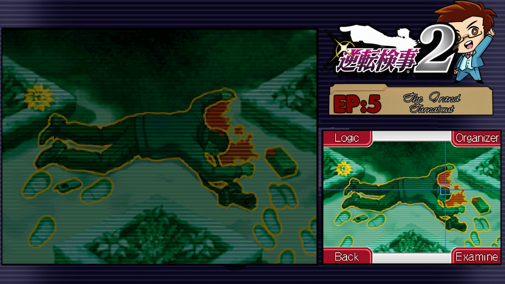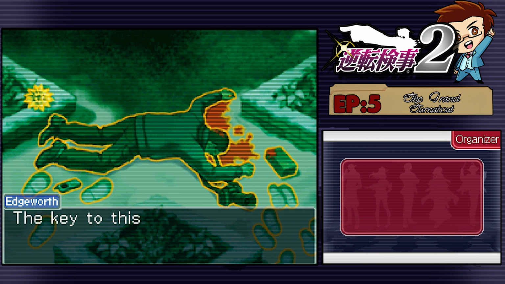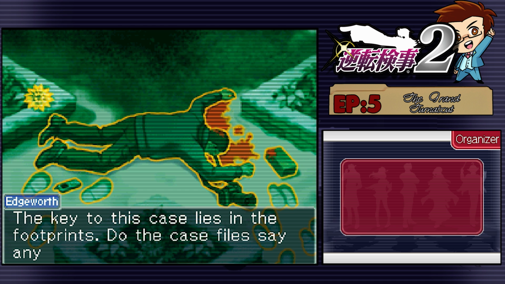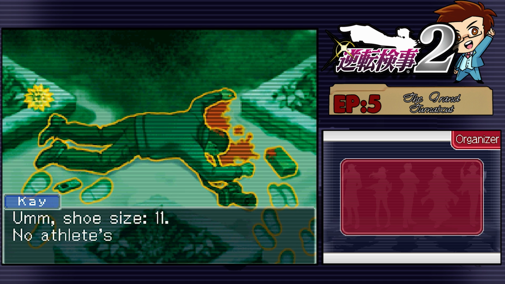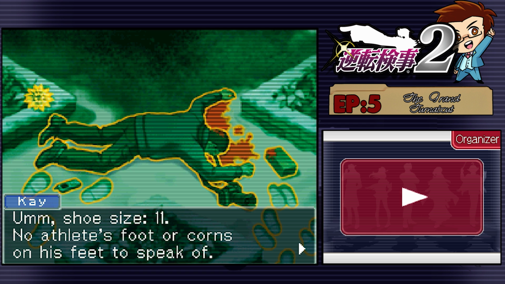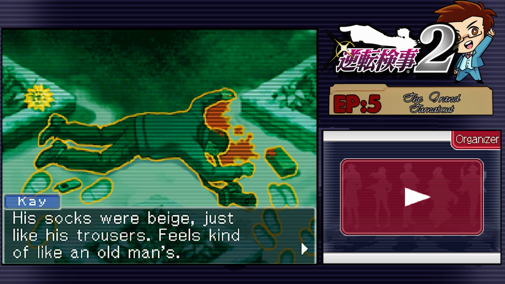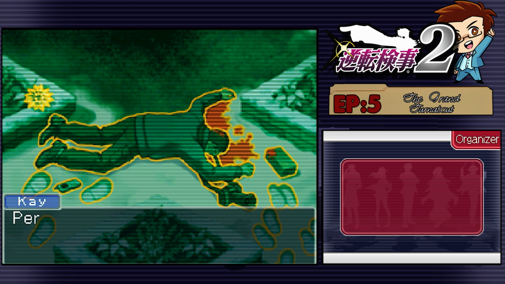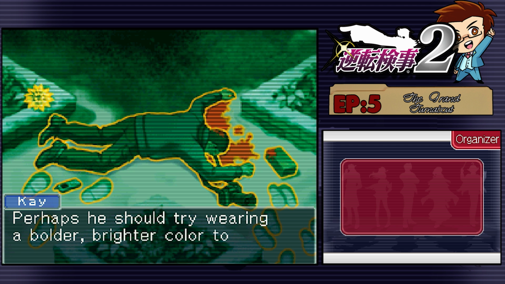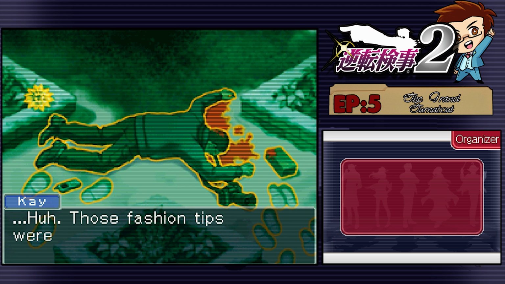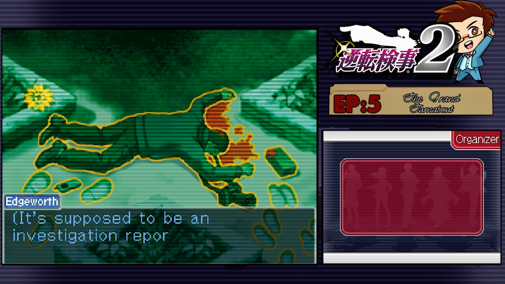What? The key to this case lies in the footprints. Do the case files say anything about his shoes? Shoe size 11. No athlete's foot or corns on his feet to speak of. That's good to know. That's very good to know. His socks were beige, just like his trousers. Feels kind of like an old man's. Perhaps he should try wearing a bolder, brighter color to better accent his feet. Those fashion tips were surprisingly helpful. It's supposed to be an investigation report.